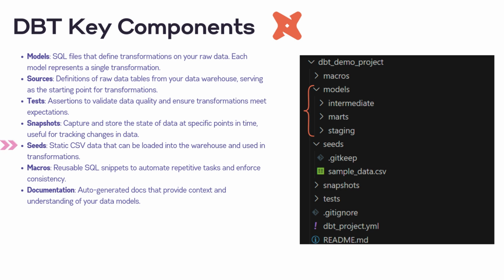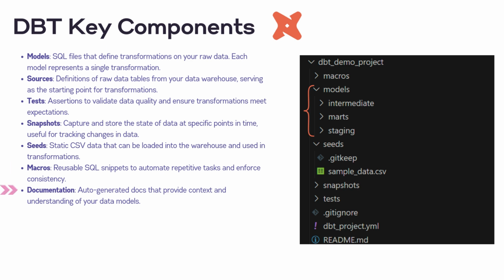5. Seeds. Sometimes you need static data in your pipeline, like reference tables or mapping datasets. Seeds are CSV files that you can load directly into your warehouse and integrate into your transformations. 6. Macros. Automation is key in any engineering process, and that's where macros shine. These are reusable SQL snippets that help you standardize repetitive tasks, enforce consistency, and streamline your workflows.